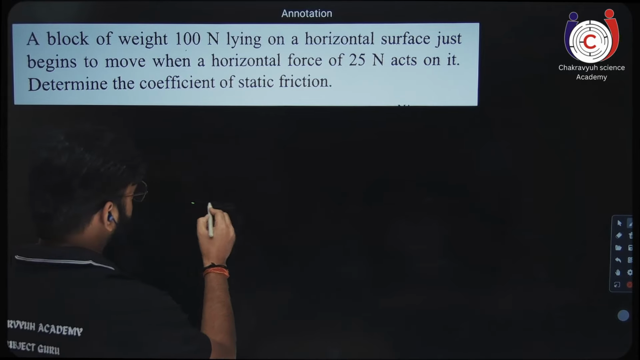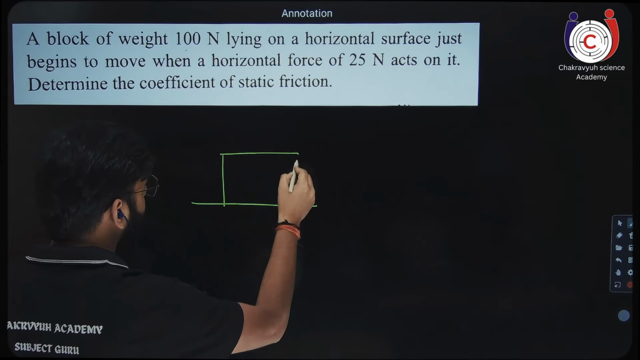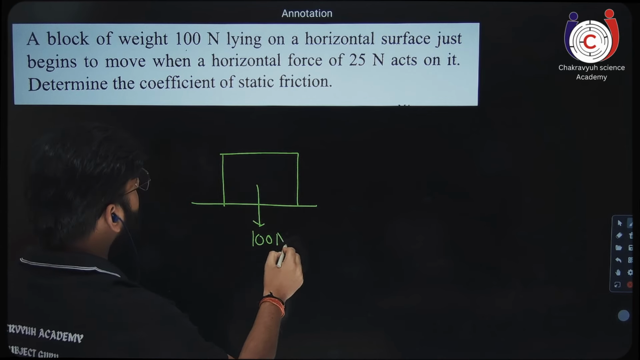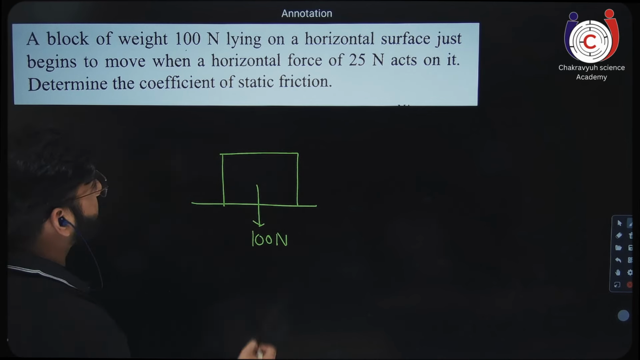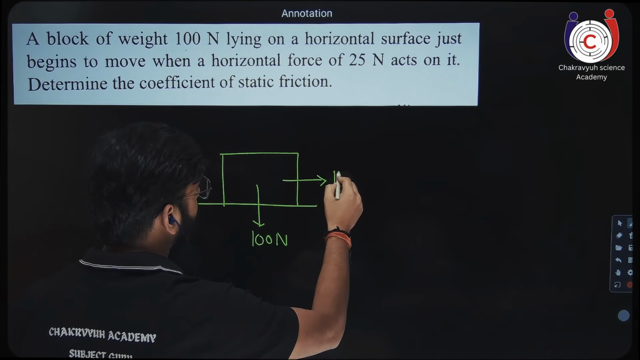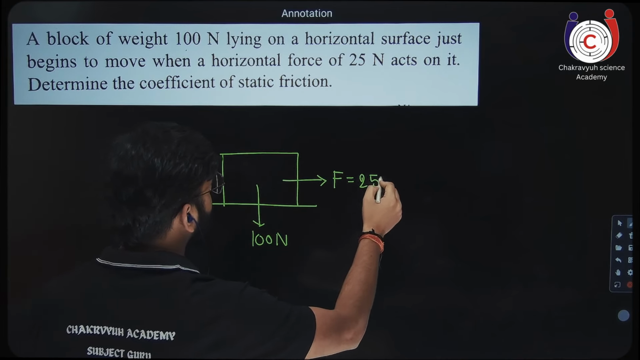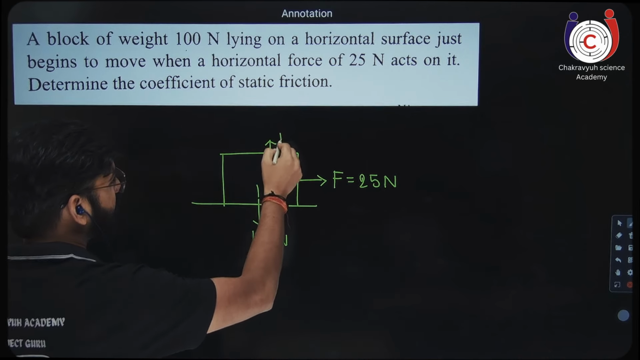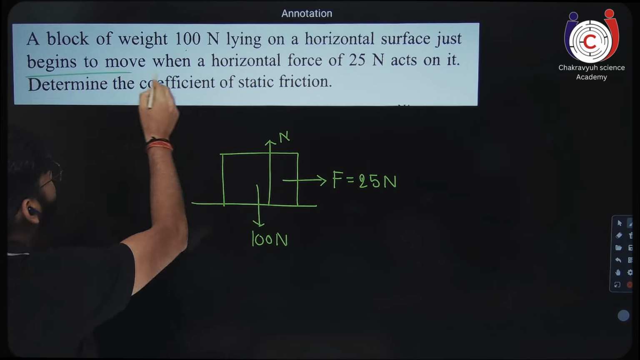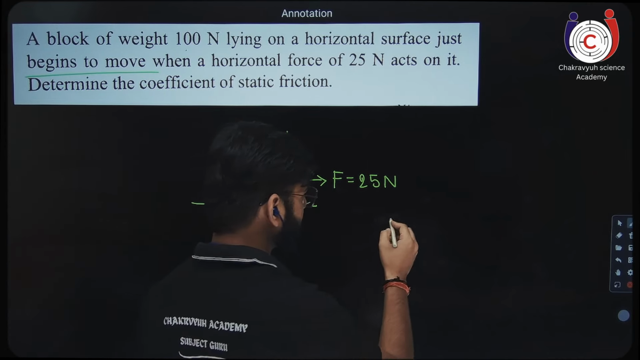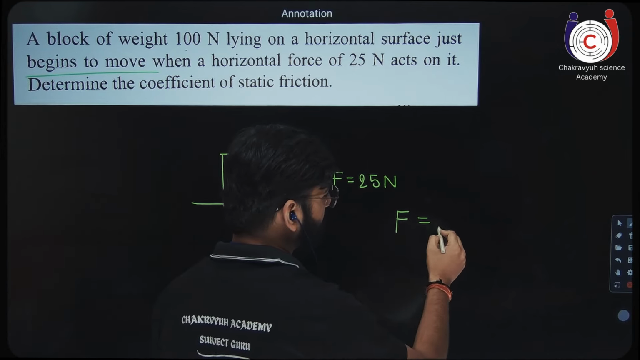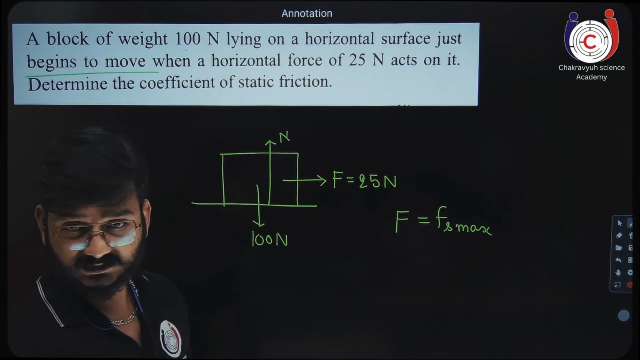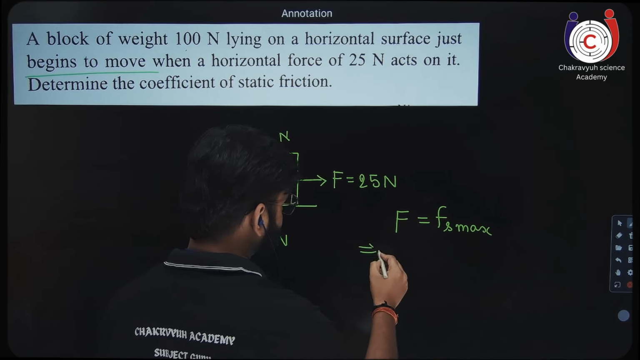So let's draw the block. So we have a block. Weight is 100 Newton. So you apply a force of 25 Newton. Students, if you read the question here, they are telling that it is about to move or begins to move. It means that the force you have applied is almost equal to Fs max. Any problem in this? The force is 25 Newton.